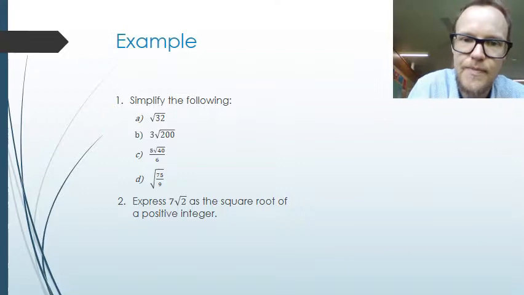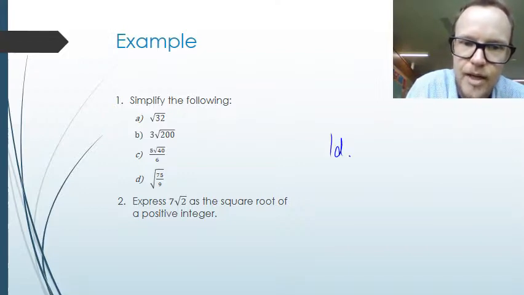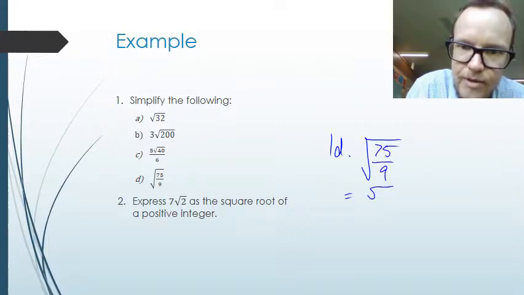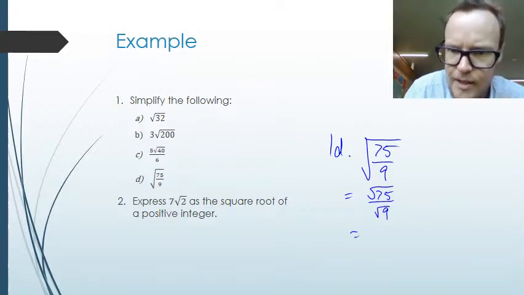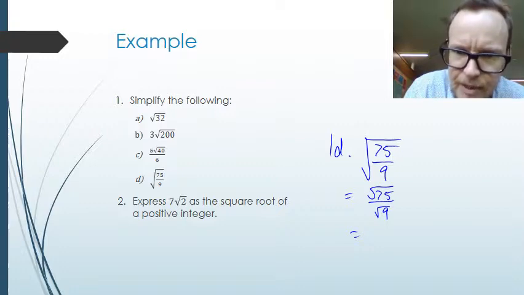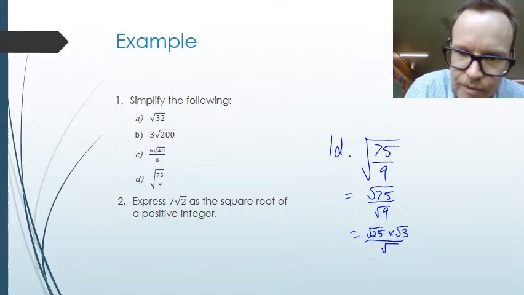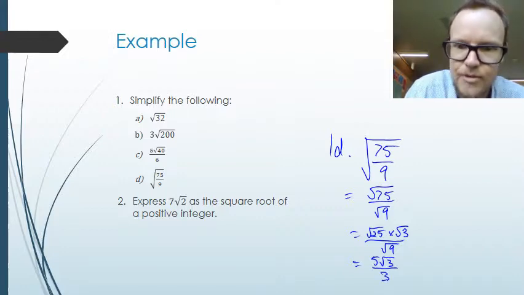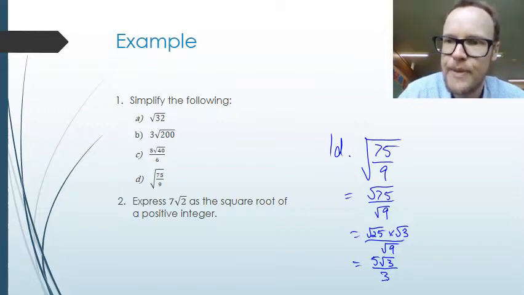There for 1C. For 1D, we've got the square root of 75 over 9. This is the same as square root 75 over square root of 9. Now 75 can be the square root of 25 times square root of 3 over square root of 9, and we get 5 root 3, and square root of 9 is 3. So we're left with 5 root 3 over 3.